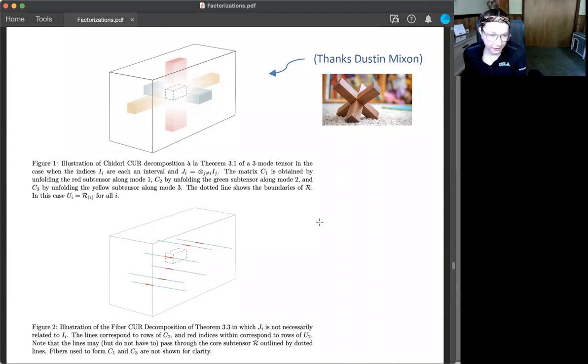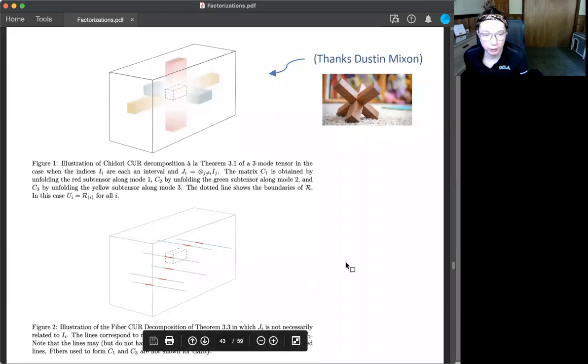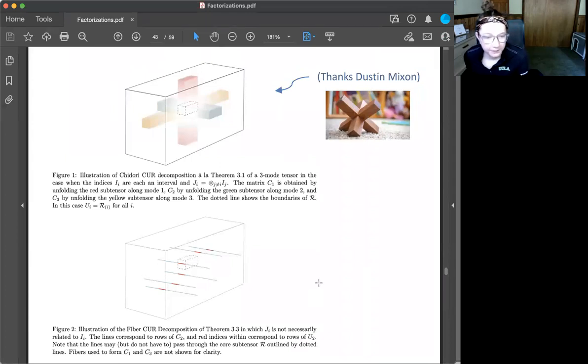The fiber decomposition, which had more freedom, we were able to choose both the row and the column indices. Here it's similar. Yeah, here the lines that you see going in this direction correspond to the rows of C2, and the red within these correspond to the rows of U2. And they need not necessarily pass through this core subtensor R, so you have a bit more freedom in this case. And similar for C1 and C3, but we just didn't want to complicate the diagram.